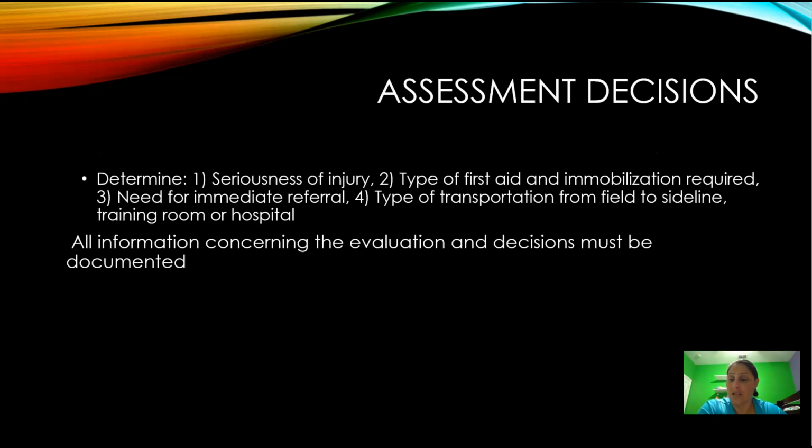Okay. Going on to assessment decisions. When we are figuring out what's going on, we want to see the seriousness of the injury, what type of first aid, or if we need to immobilize it, meaning splinting, and we will do a splinting lab.